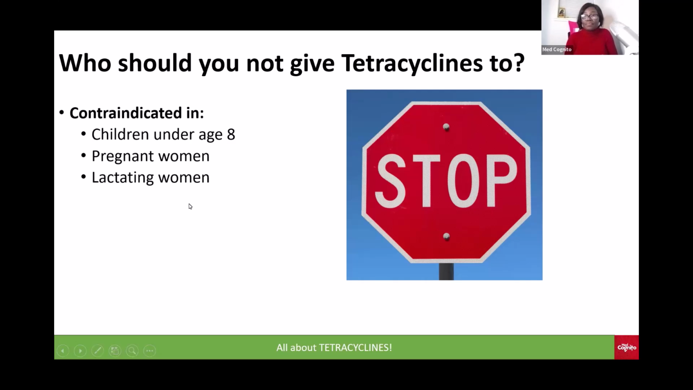Lactating woman. We are not going to give it to a lactating woman because as she breastfeeds, the baby would also have tetracycline and might end up having teeth discoloration as well as slow bone growth.